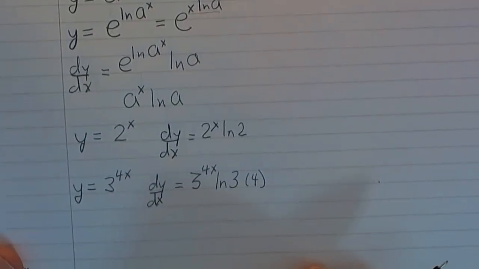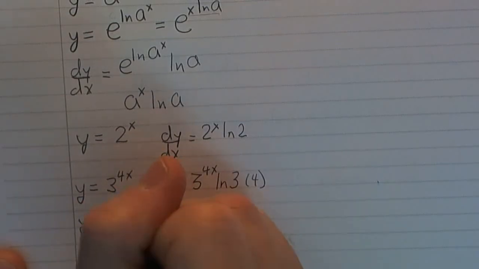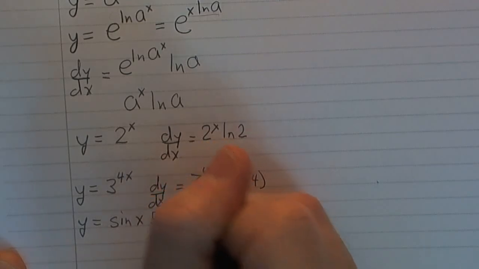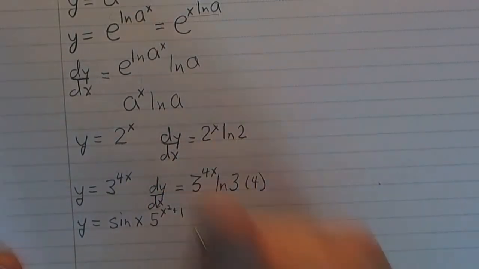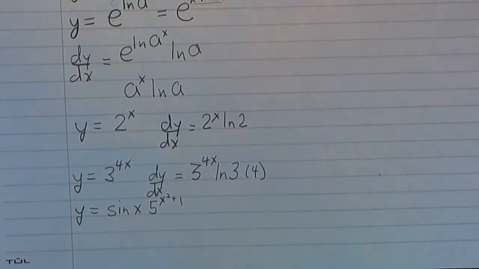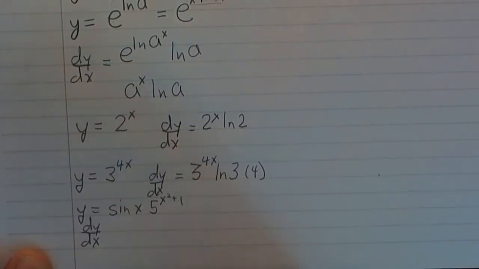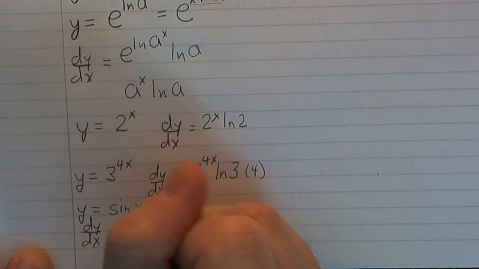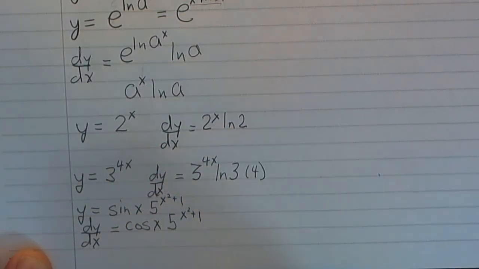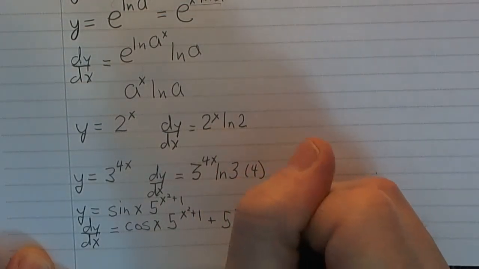So the chain rule is involved. Now you also have the product rule. Let's suppose that we've got sine x times 5 to the x squared plus 1, something like that. So all the rules are still in effect here. We're just learning a new formula for the differentiation of the exponential function. So let's see here what we've got. We've got dy/dx, the derivative of the first times the second, plus the derivative of the second. Well, here we go. 5 to the x squared plus 1.